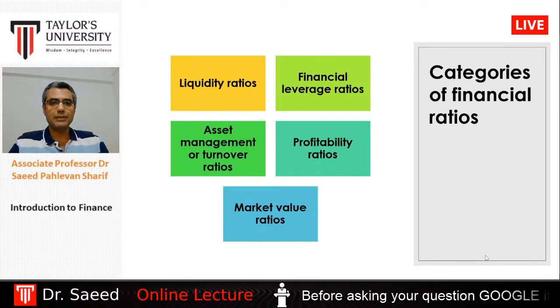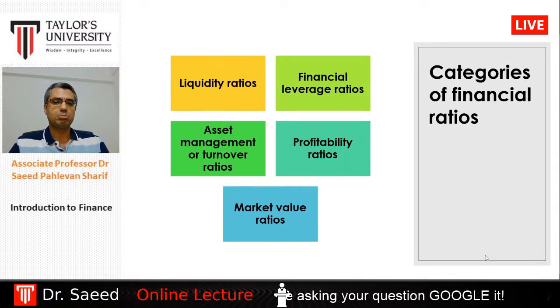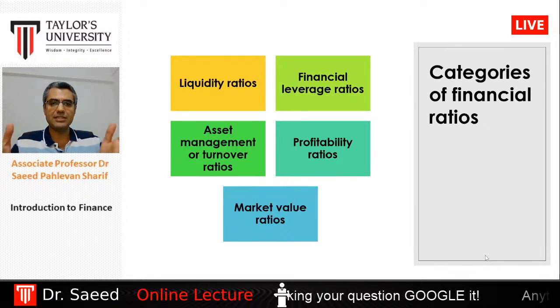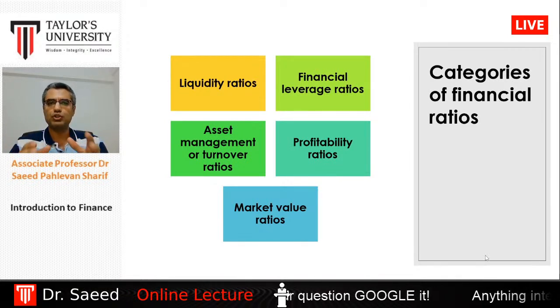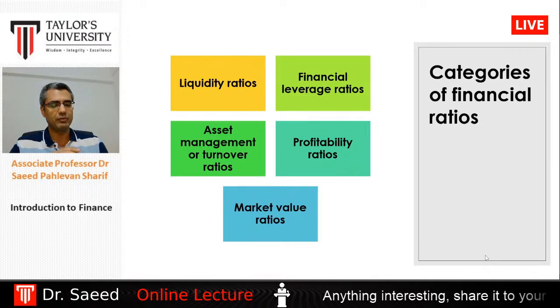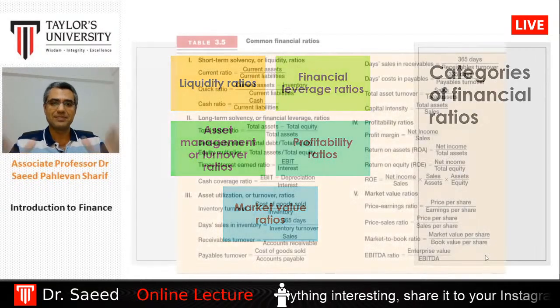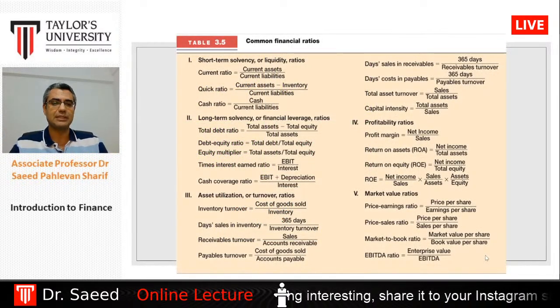So there are 5 categories of financial ratios that we will discuss in this lecture. This is just to make it easier to understand these categories. There are so many ratios in each of these categories, and for the purpose of this module, I am using 5 categories. For each of them, I will show you a few of the ratios. Number 1, liquidity ratios. Then financial leverage ratios, then asset management or turnover ratios, then we will discuss profitability ratios and market value ratios. This is a list of ratios that we will use in this lecture.